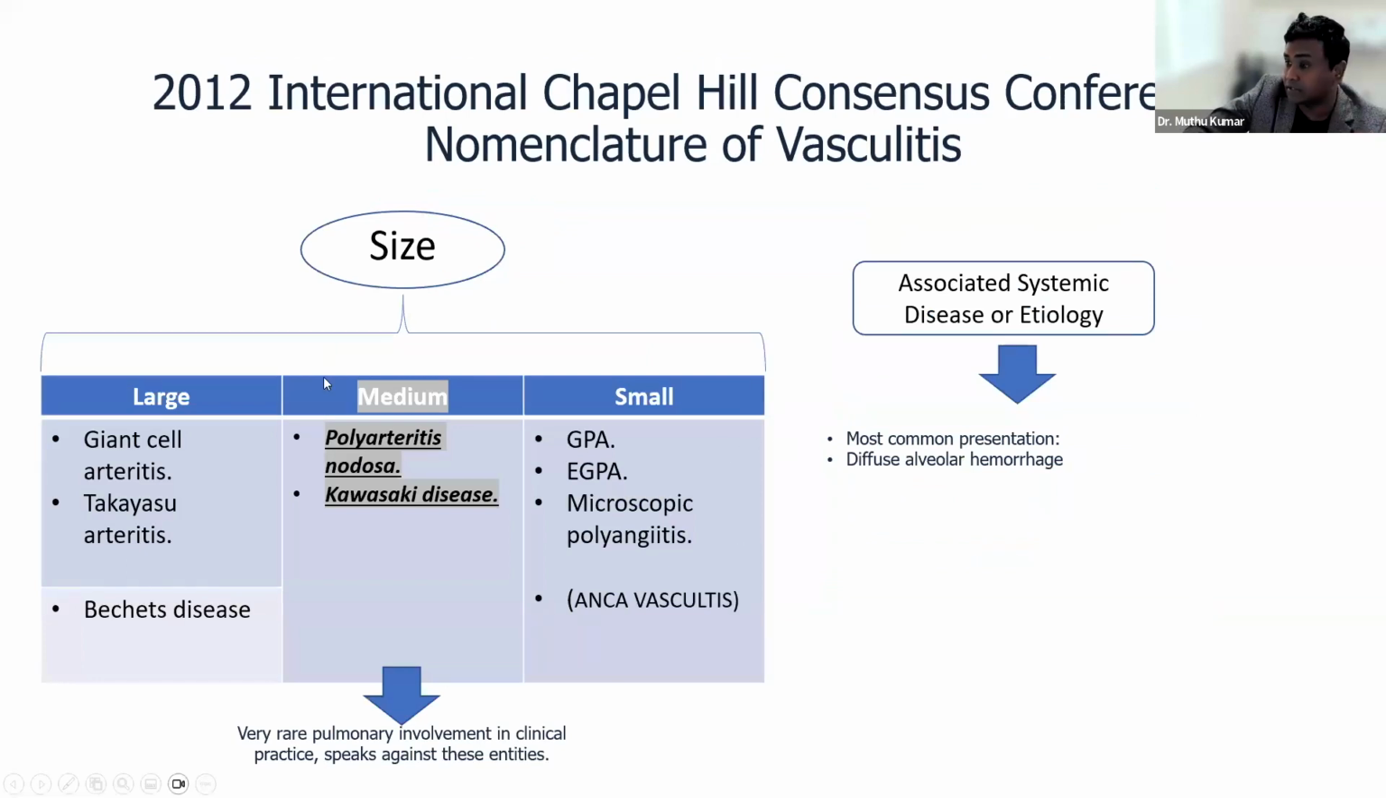The size of the vessels, based on that, large and small. The medium vessel vasculitis involving PA and Kawasaki rarely causes pulmonary involvement. Kawasaki can cause coronary involvement, of course, whereas actual pulmonary involvement is extremely rare in these two occasions. So we are not going to discuss this. We are going to focus on the large vessel vasculitis and small vessel vasculitis, and we are going to discuss diffuse alveolar hemorrhage.